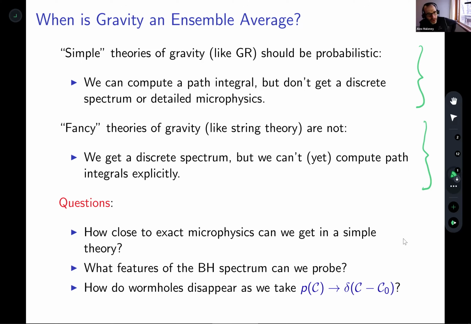So the questions that I'm going to try and be motivated by today are questions like, if we have a simple theory, how close can we get to the exact microphysics of black holes? What sort of features of the black hole spectrum can we probe? And really, although I won't have a precise answer to this, what happens to these wormholes, these Euclidean wormhole contributions, as we dial the probability distribution from some non-trivial probability distribution to just some sort of delta function? The wormhole should disappear, but I don't think we understand precisely how.